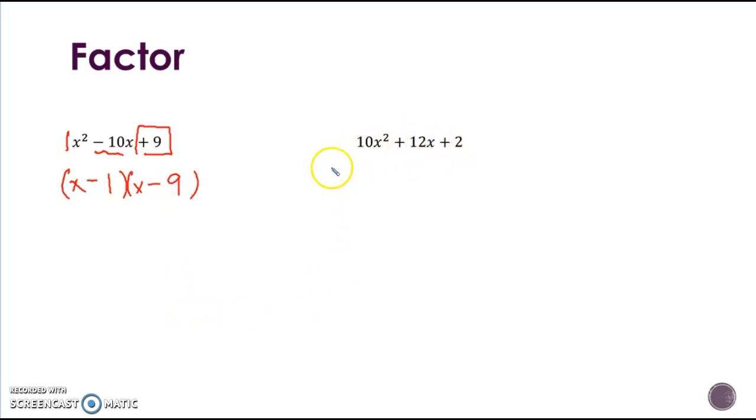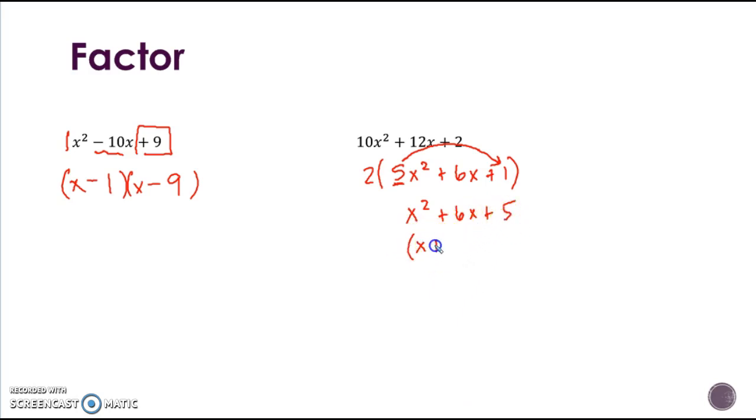For this one, always look for your GCF first. I have a GCF of 2. So that leaves me with 5x squared plus 6x plus 1. And this one's not a plain Jane because of that 5. So I'm going to do bottoms up to be able to factor this one. So I'm going to take my 5 and move it to make it part of c. So I have x squared plus 6x plus 5. Now I want to multiply to 5 but add to 6. So that's going to be 5 and 1. Those are my only factors of 5.